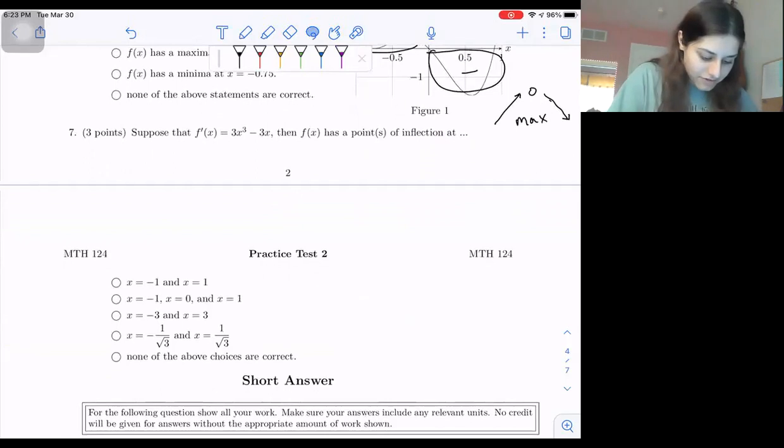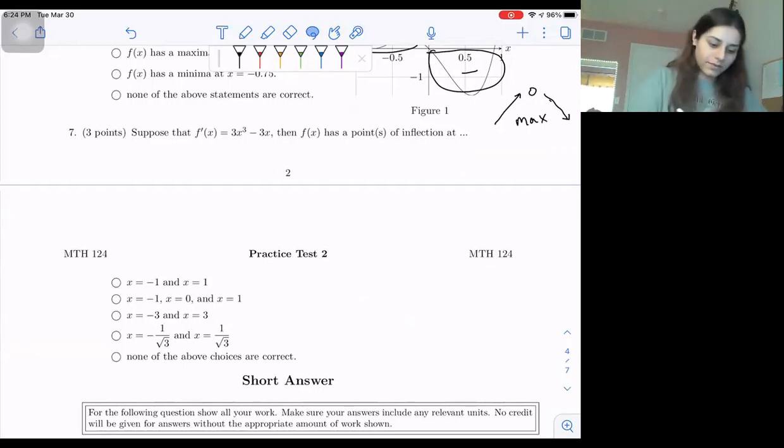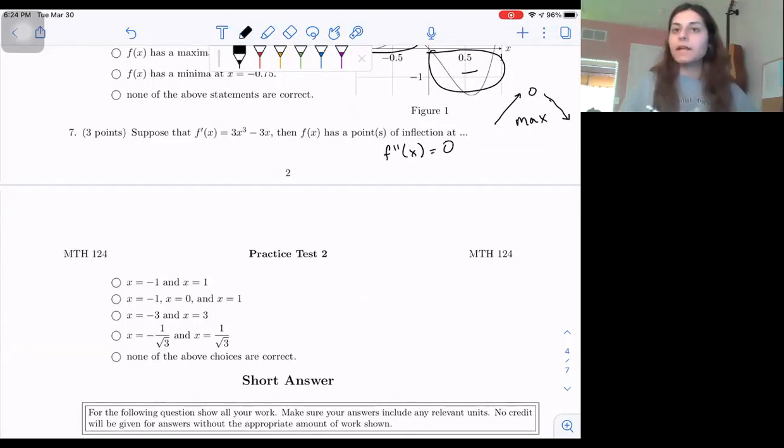Suppose that the first derivative equals that, then f of x has a point of inflection at... Okay, so points of inflection are when the second derivative equals 0, so when f double prime x equals 0. This one isn't too bad. They already gave us the first derivative. We're going to take the derivative again to find the second derivative, then set that equal to 0 and solve for x.